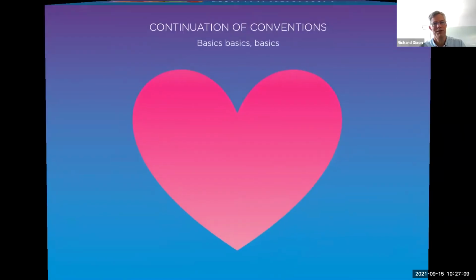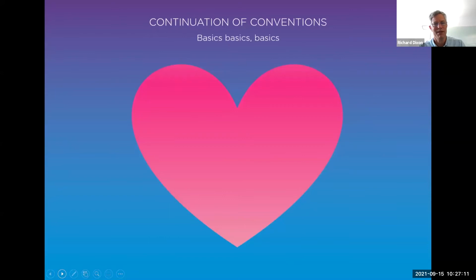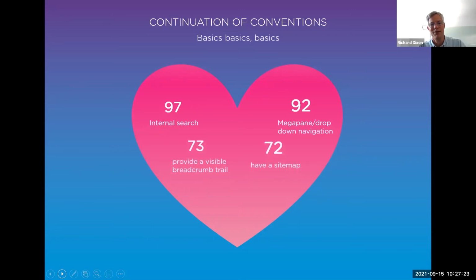So in terms of the continuation of convention, what we've seen is a lot of organizations focusing on what I'd call basics. Unsurprisingly, 97% of the sites have an internal search feature, and 92% now are showing a mega pane dropdown, like we showed just then in the Inmarsat example, so people can get to the second and third layer content very quickly.